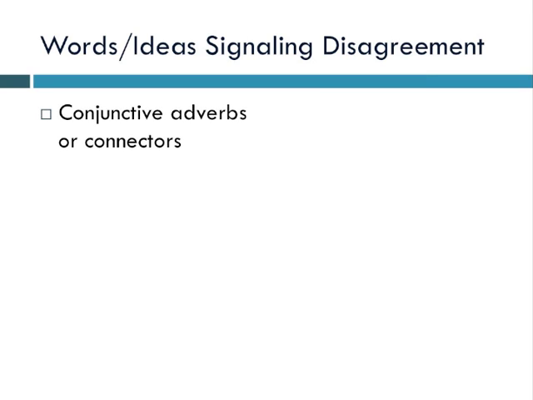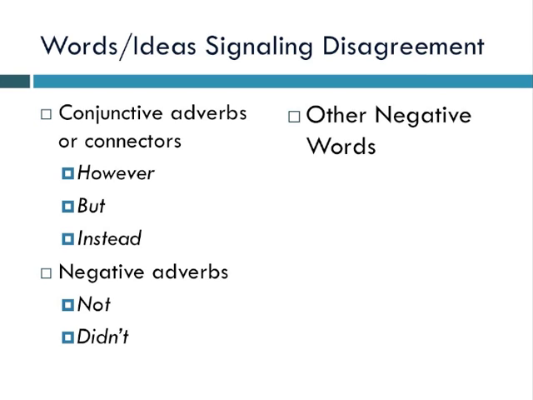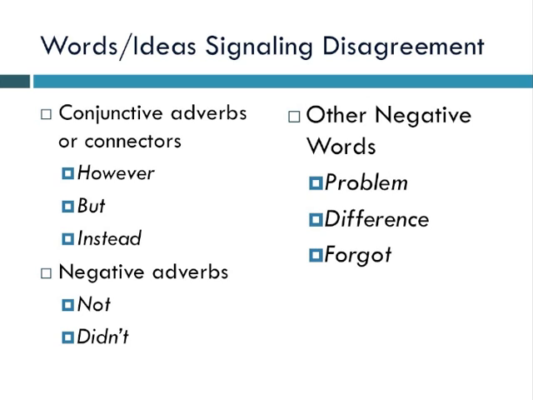Now, what about words that might signal disagreement? Again, there are several, but a professor might use words such as however, or but, or instead. The professor also might use negative adverbs, words such as not, or didn't. Or other negative words, such as problem, or difference. Perhaps even the words that indicate a certain negative idea, such as forgot, or something is missing. These are all examples of words that might help indicate very quickly whether the professor is agreeing or disagreeing with the information.